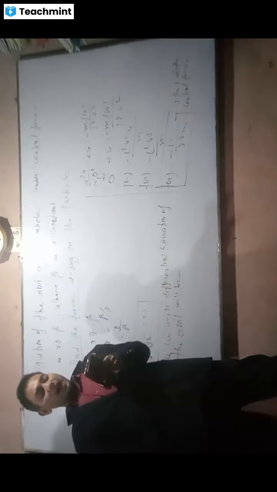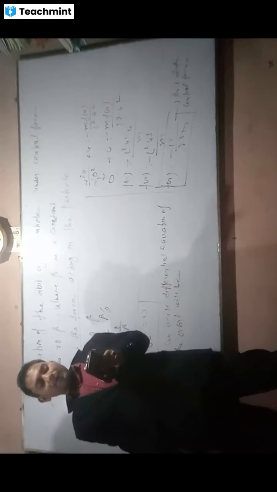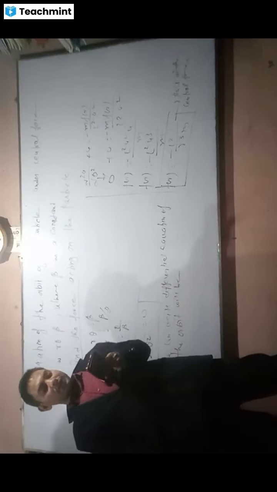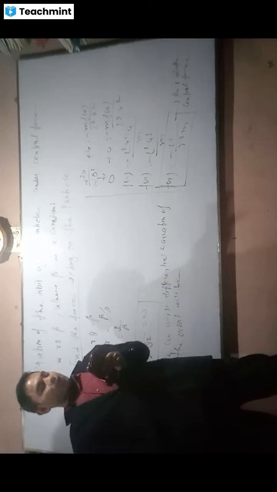Second question I will discuss. The equation of orbit of a particle moving under a central force is r to the power n equals to a cos n theta. Find the force on the particle.